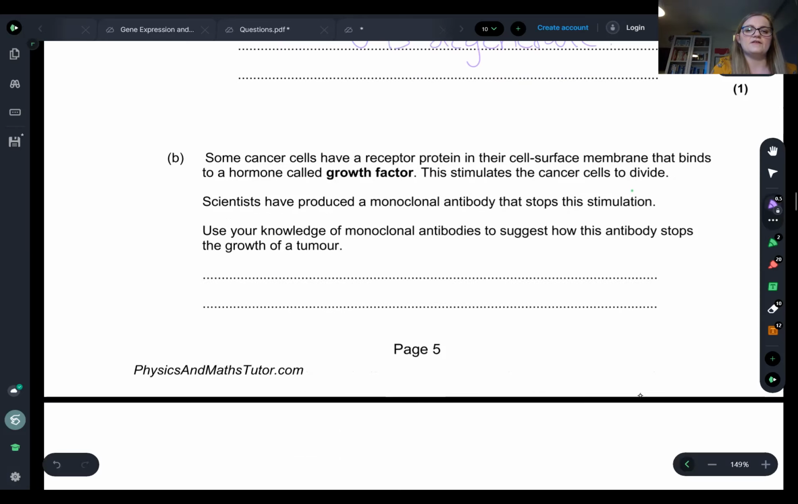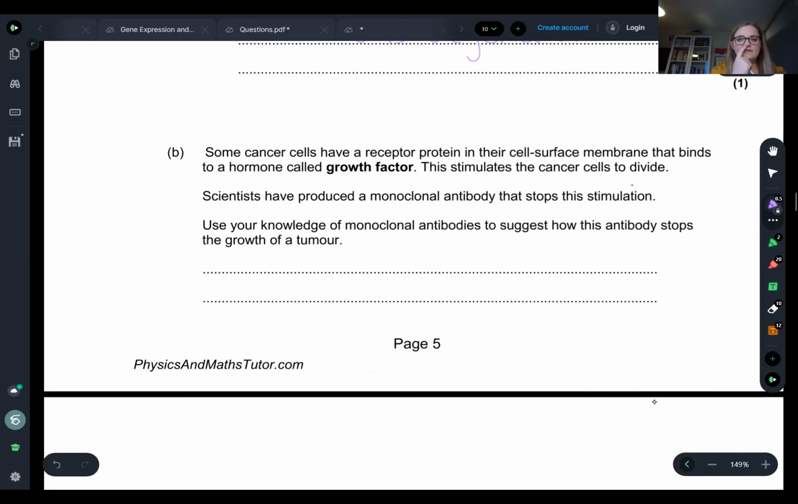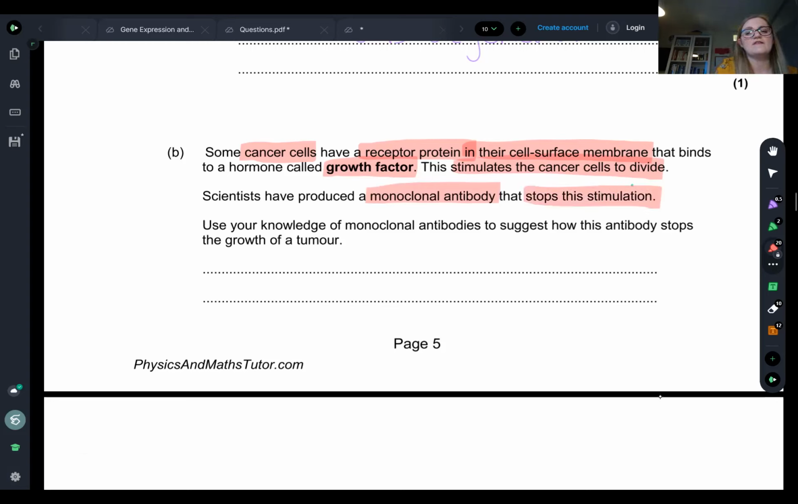So the next part of this question: some cancer cells have a receptor protein in their cell surface membrane, and that binds to a hormone called growth factor. This stimulates the cancer cells to divide. Scientists have produced a monoclonal antibody that stops this stimulation. Use your knowledge of monoclonal antibodies to suggest how this antibody stops the growth of tumour.